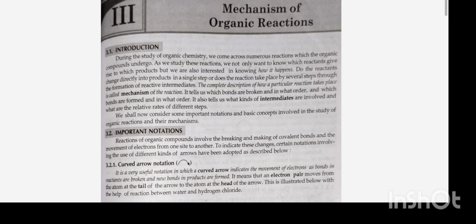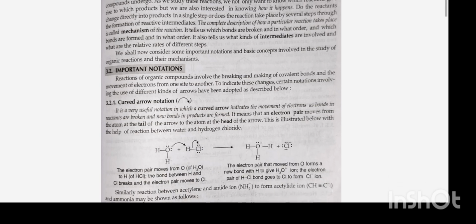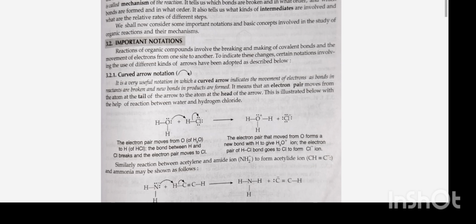We shall now discuss some important notations and basic concepts involved in the study of organic reactions and their mechanisms. Important notation. Reactions of organic compounds involve the breaking and making of covalent bonds and the movement of electrons from one place to another. To indicate this change, certain notations use different kinds of arrows having different meanings, as described below. Curved arrow notation. It is a very useful notation in which a curved arrow indicates the movement of electrons as bonds in the reactants are broken and new bonds in the products are formed.